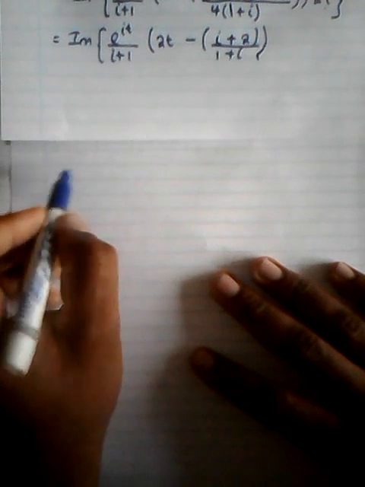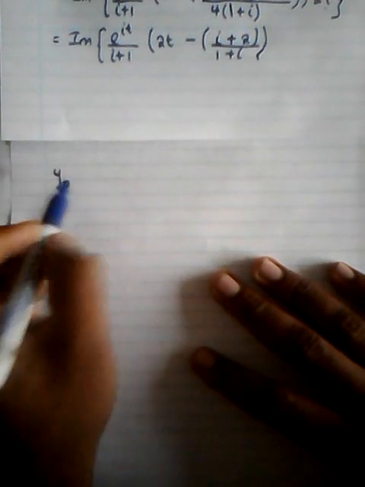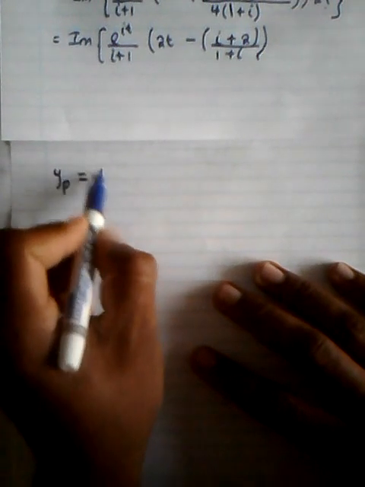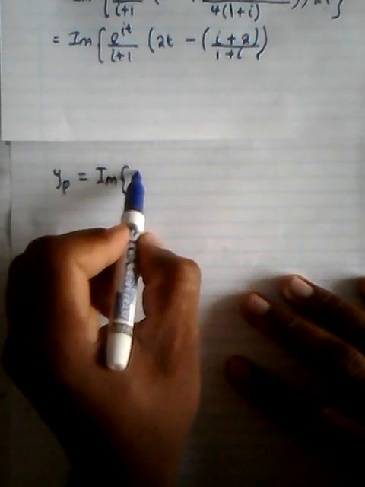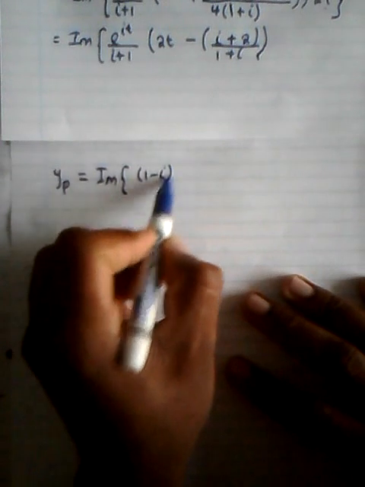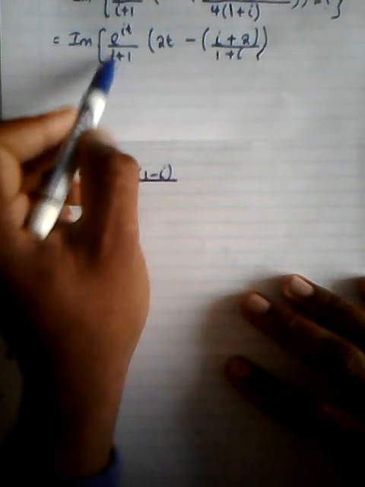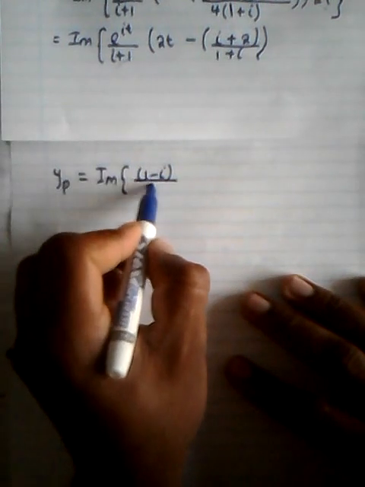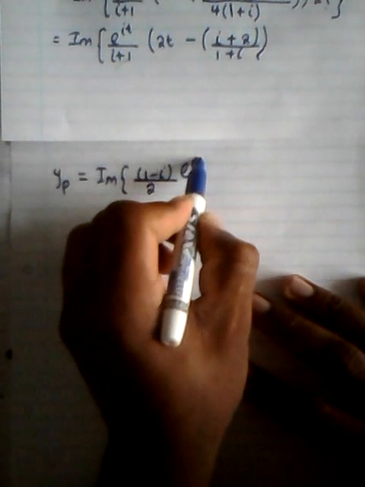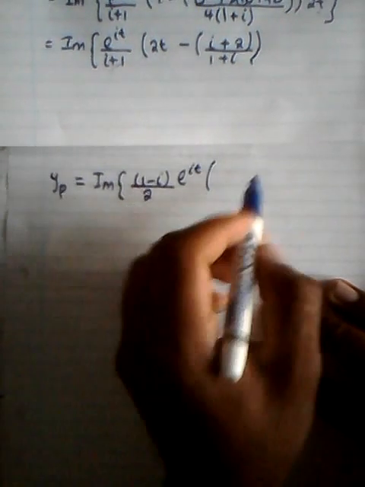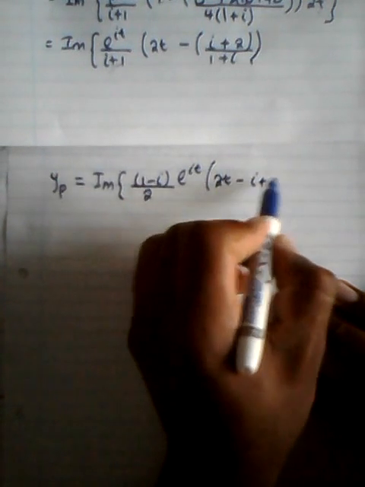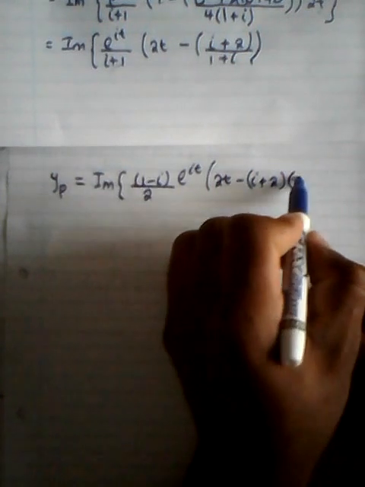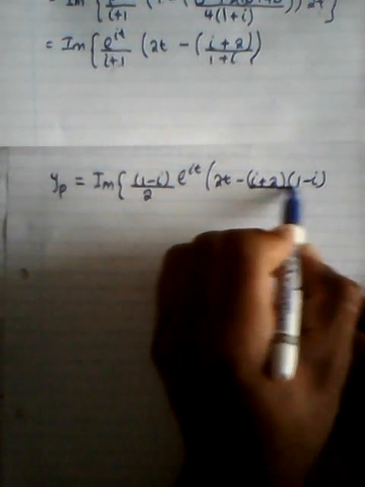So remember we're doing yp, right? So that will give me the imaginary part of, taking the conjugate of this, we're going to get in the numerator 1 minus i divided by, and then taking the conjugate of this thing here, we're going to get 2, and this is multiplied by e to the power of it, and then everything here is multiplied by 2t minus i plus 2 multiplied by 1 minus i. We're also taking the conjugate here, so this is divided by 2.